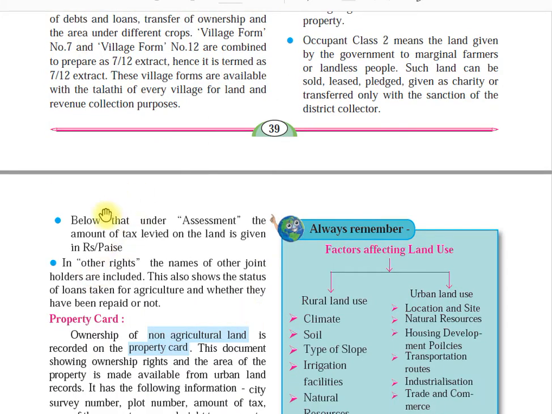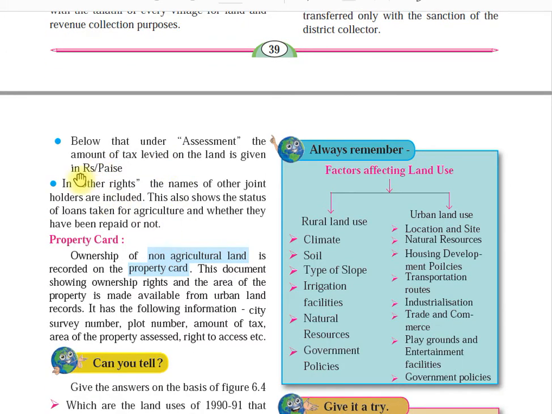Now, under assessment, the amount of tax levied on the land is given in rupees or paise. In other rights, the names of the other joint holders are included. So, who's going to be the joint holder? Even his name is attached. This also shows the status of loans taken for agriculture and whether they have been repaid or not. So this 7 by 12 form shows how much money or what loan is taken for agriculture and whether they have been repaid or not, whether the loan has been given back or not.